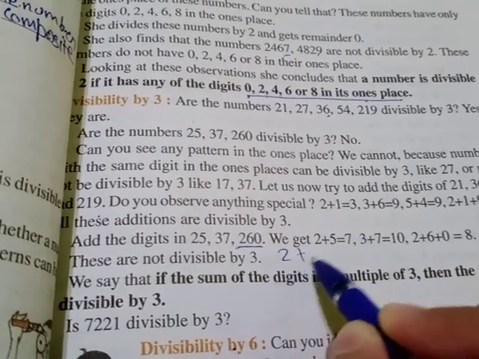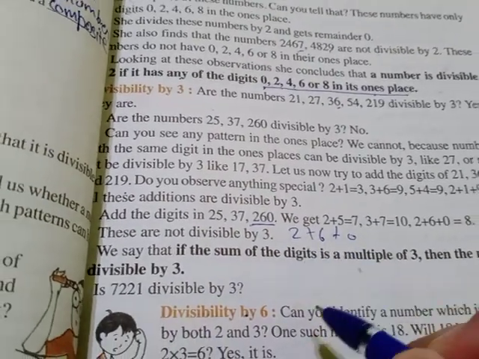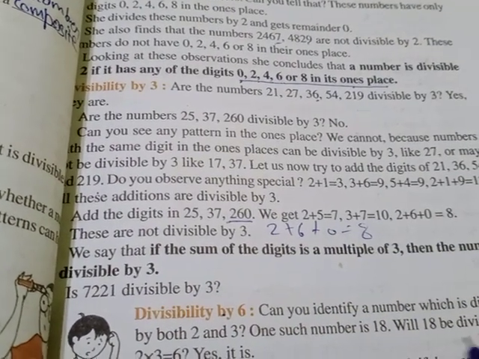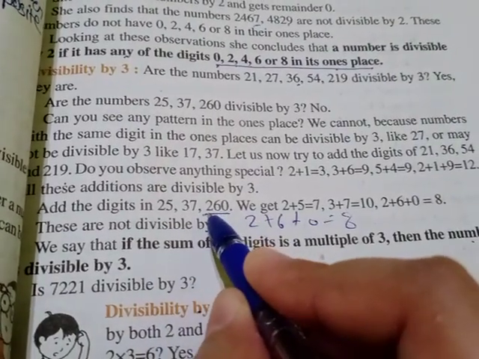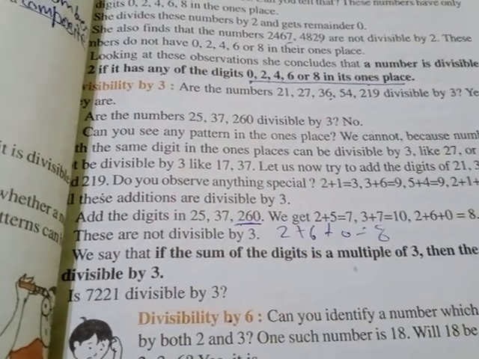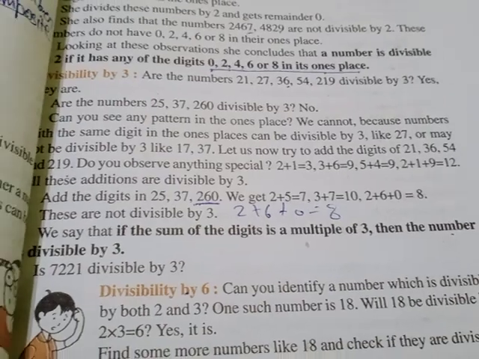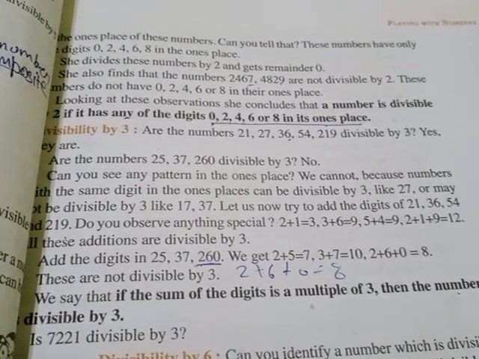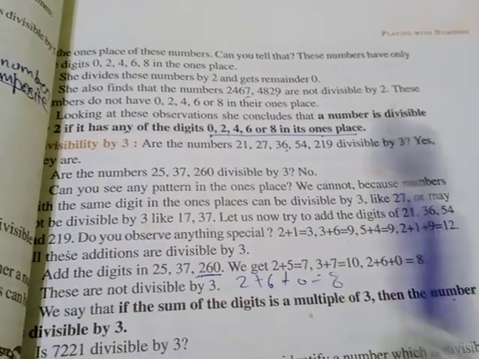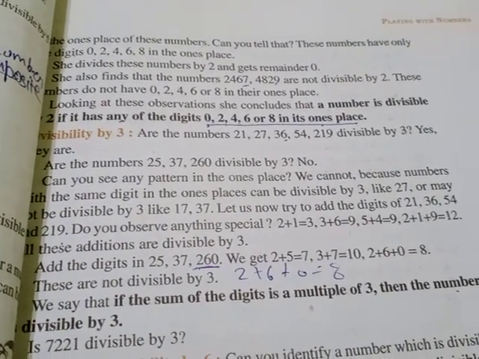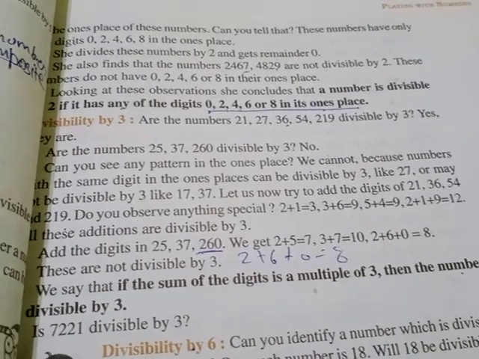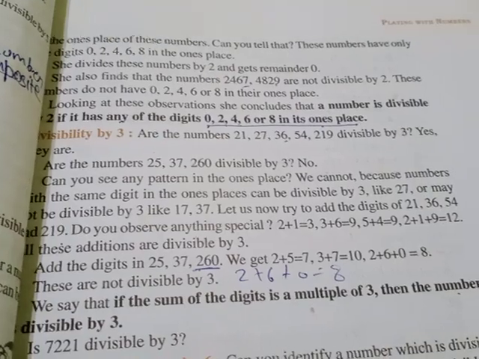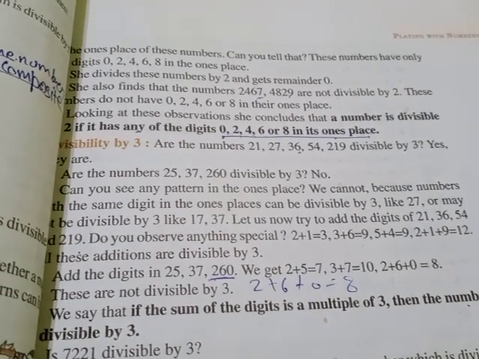That is 2 plus 6 plus 0. When we add, what will we get here? 8. Is 8 coming in the table of 3? No, 8 is not coming. So 3 will not be a factor of 260. Are you getting my point? I hope all are getting it, because I have already taught you all these things in the previous class, right? So what is the rule for 3? Very simple. We add the digits of the given number, and after adding, just see whether the answer is coming in the table of 3 or not.